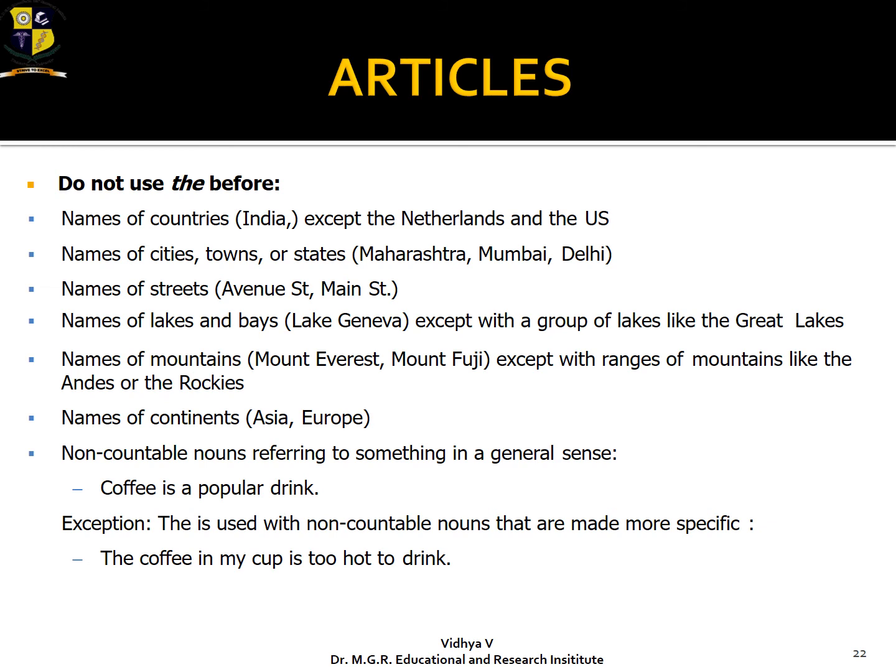Non-countable nouns referring to something in a general sense. You should not say the if it is general. So coffee is general. You cannot say the coffee is a popular drink. You should just say coffee is a popular drink. But exception, the can be used with non-countable nouns that are more specific. That is, the coffee in my cup is too hot to drink. So here you're referring to the coffee in your cup. You're not generally talking about coffee. So here you can use the coffee.